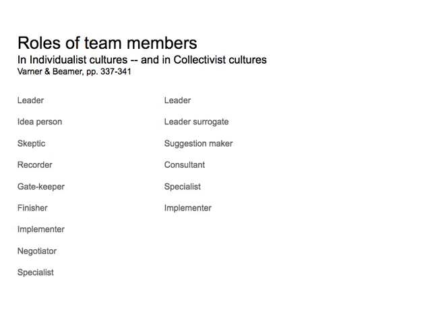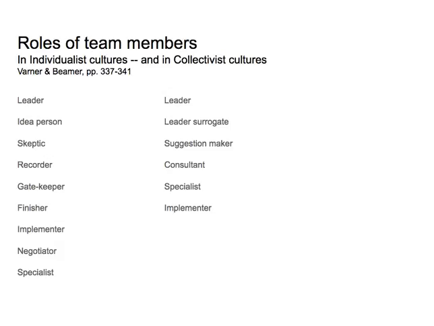So let's look through the key points made by Varner and Beamer. Roles of team members. They have quite a number of lists again, and the distinctions between the roles of a member in an individualistic culture versus a collectivist one. Notice, at least I know in my training, you're schooled to think of ideas, to be a bit of a skeptic, because, you know, with that academic thinking of, well, have we really looked at everything or not?